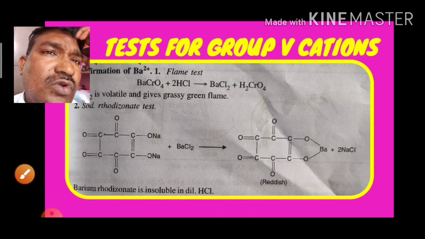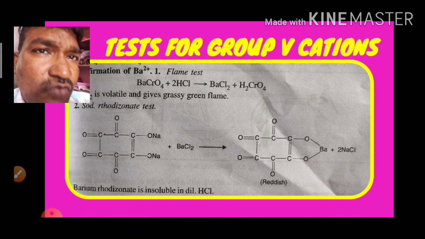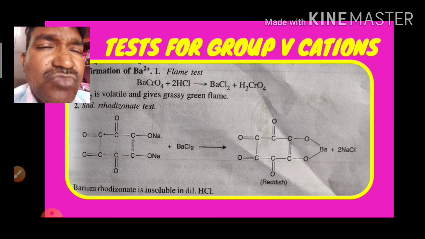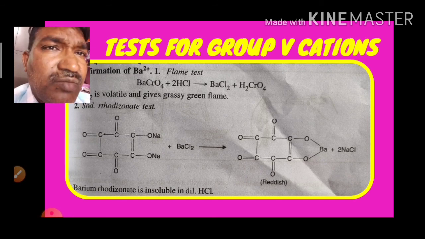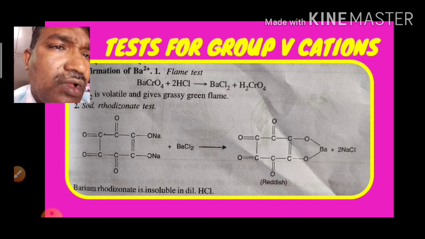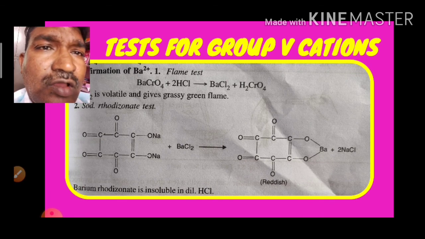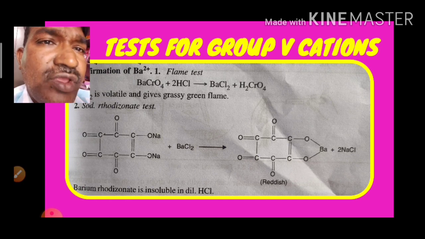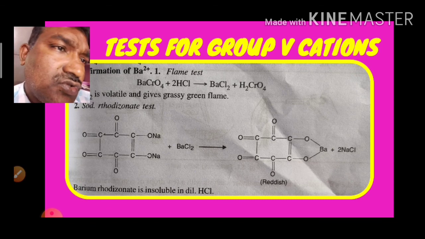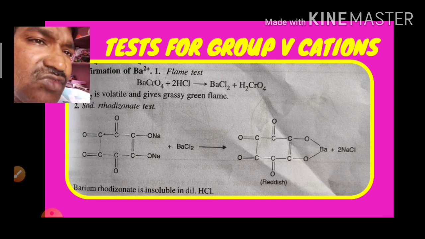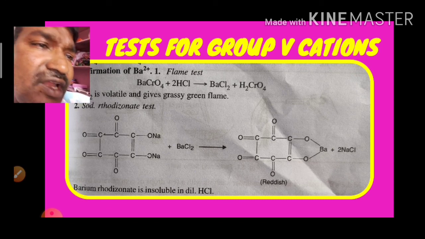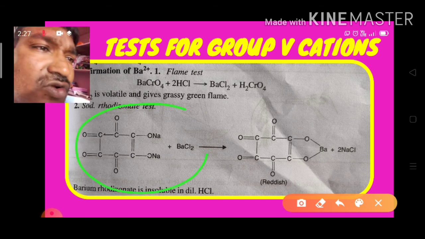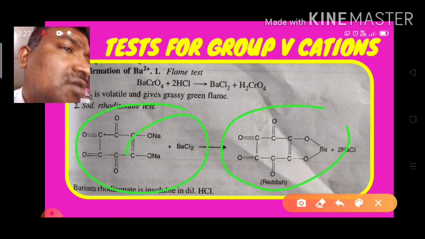Now we go for the barium ion confirmation test. Barium ions are confirmed by using the sodium rhodizonate test. After addition of the sodium rhodizonate to the barium chloride solution, we get a reddish color precipitate.